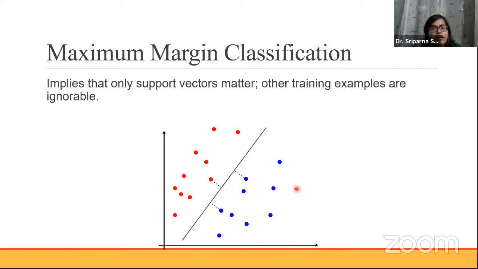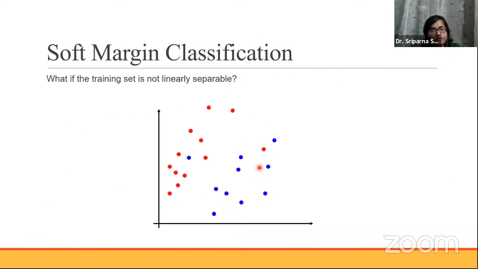So that is the maximum margin that you can decide. That implies that only support vectors matter, and based on that, the maximum margin you are getting will be your chosen hyperplane.